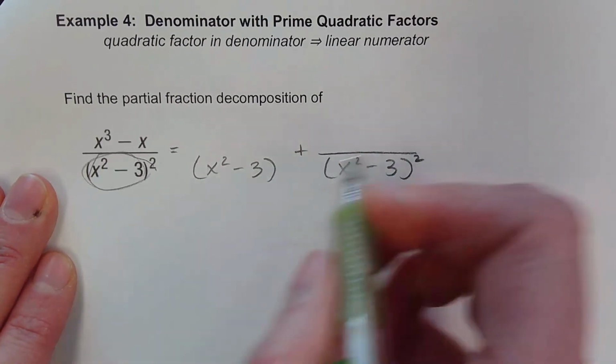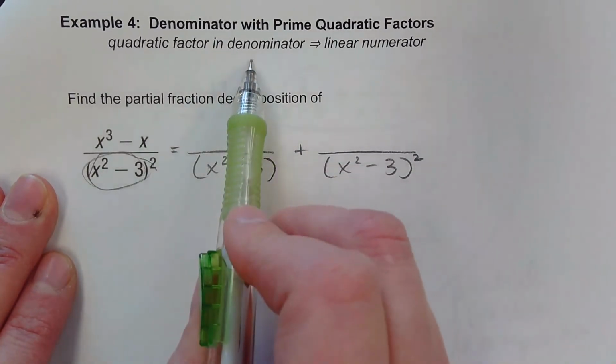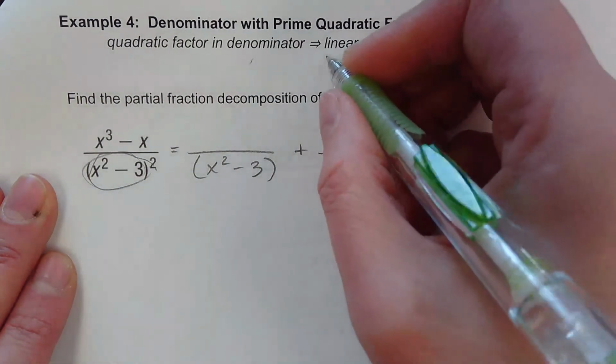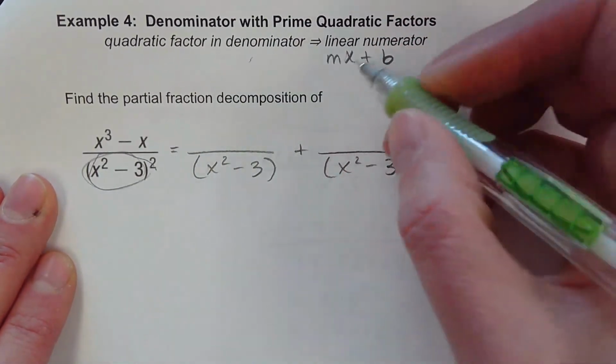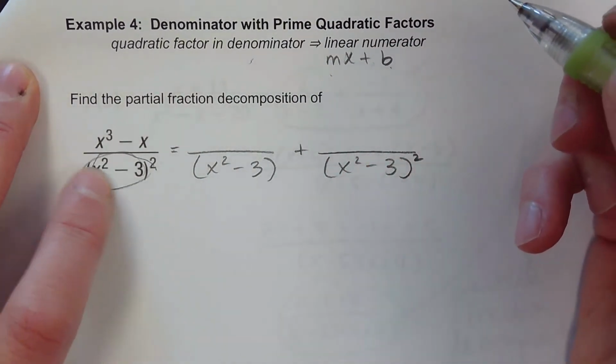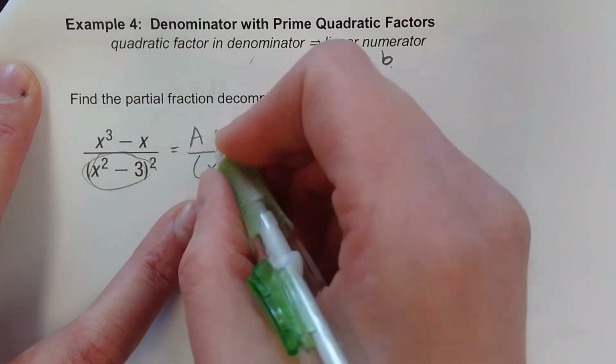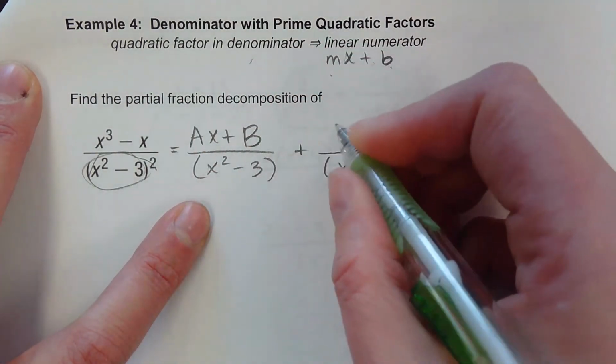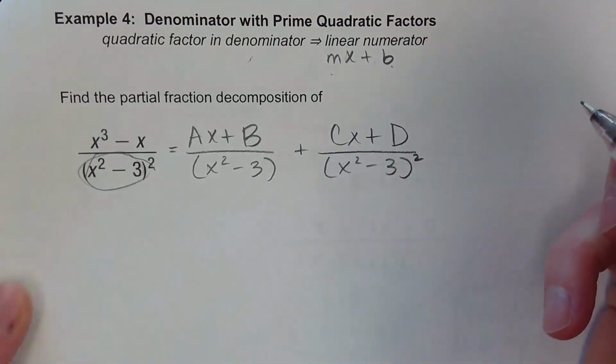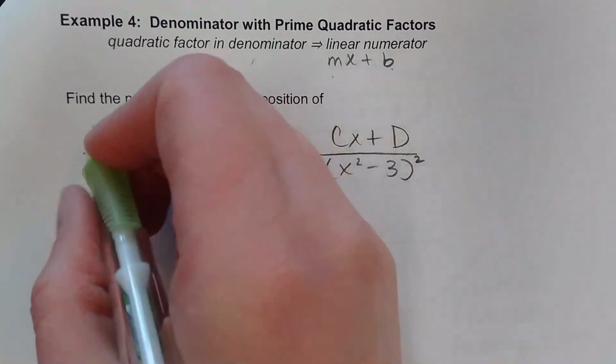And then what do quadratic factors mean? Quadratic factors mean linear numerators. So linear would be like mx plus b, except instead of m and b, we're going to use our capital letters like we've been doing. So the first one's going to be an ax plus b, and the second one is going to be a cx plus d. So now we're going to solve like we have been.